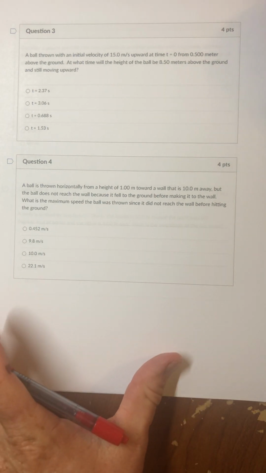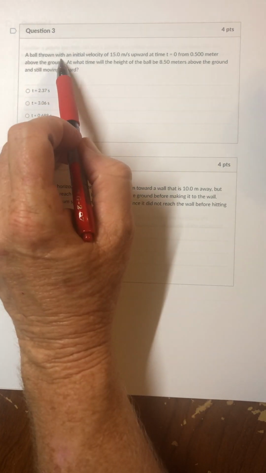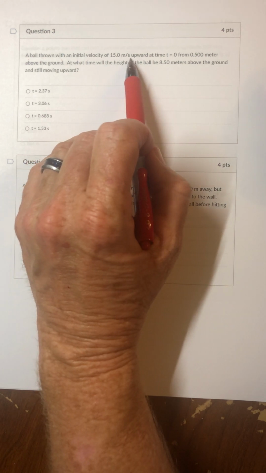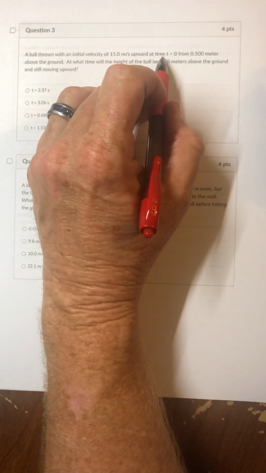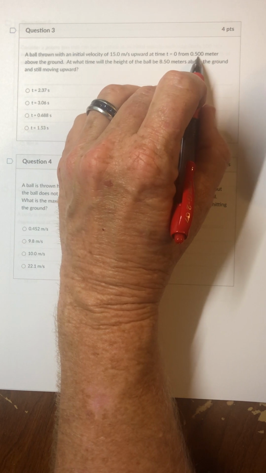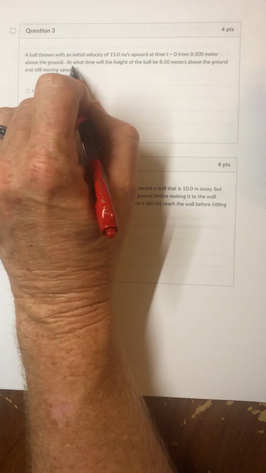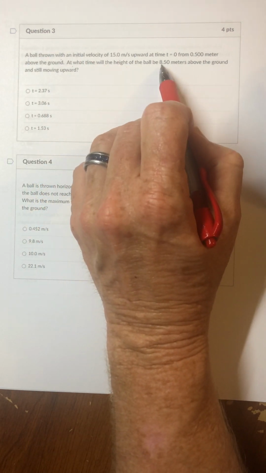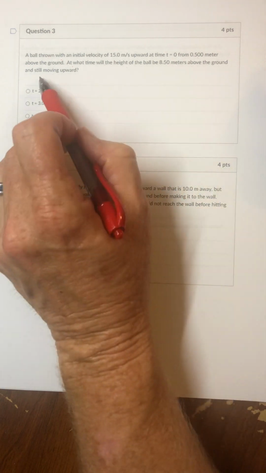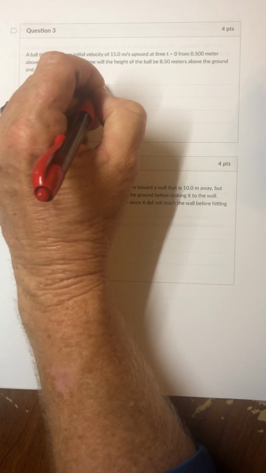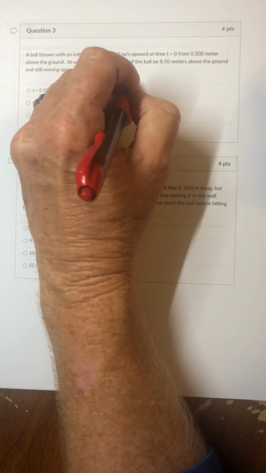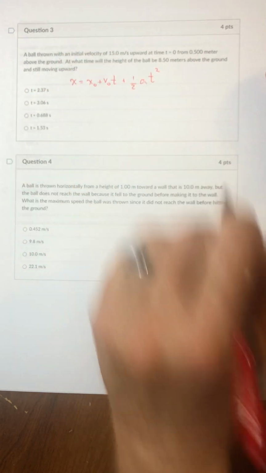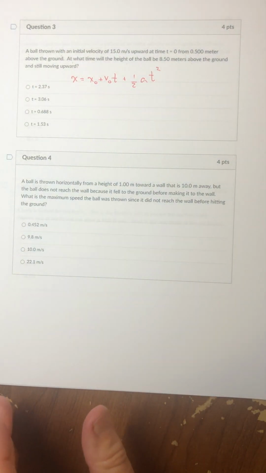Third question says a ball is thrown with initial velocity of 15 meters per second upward at time t equals 0 from 0.5 meters above the ground. At what time will the height be 8.5 meters above the ground and still moving upward? So that second equation we just used on the last one, I'm going to repeat here. This is the kinematic equation for constant acceleration.